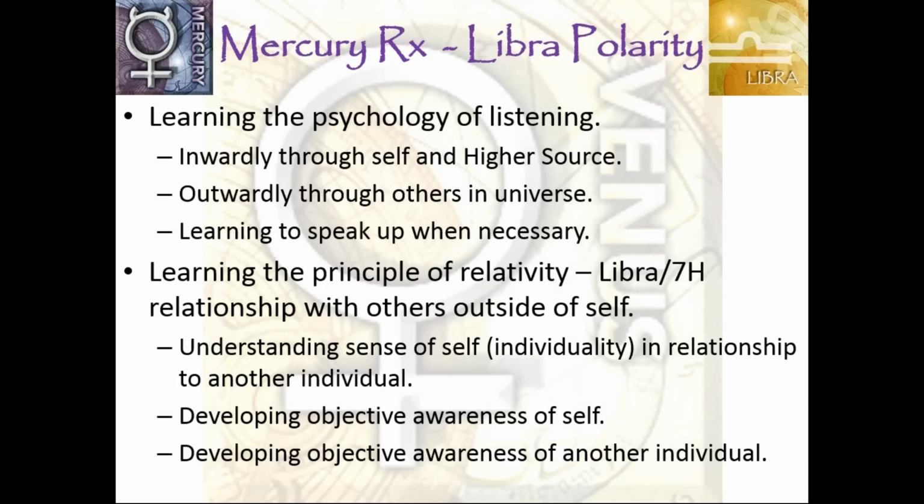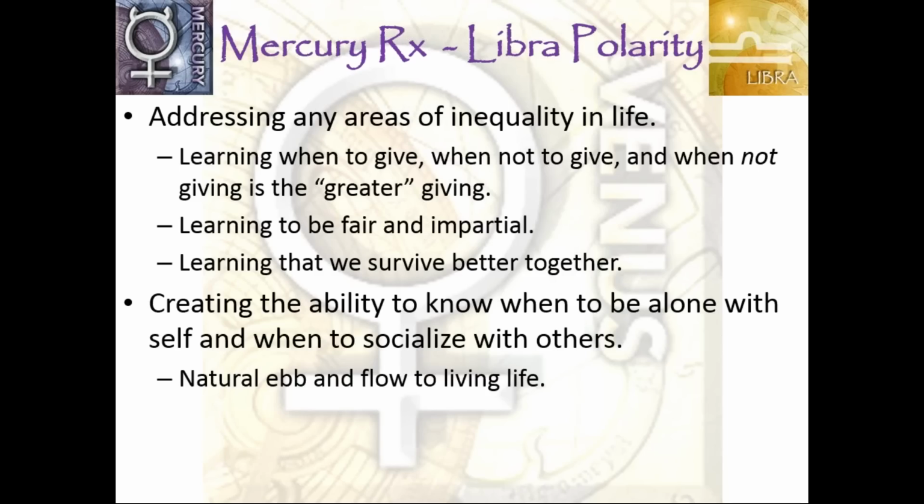And so it's through all these relationships that get stirred up during Mercury retrograde in Aries that we're going to have a broader understanding of ourselves and our own individuality, especially in relationship to the people in our lives. This helps us become more objective about ourselves and more objectively aware of ourselves versus that Aries subjectiveness. And it also helps us then become more objectively aware of other people. And that then allows us to address any areas of inequality in our life.